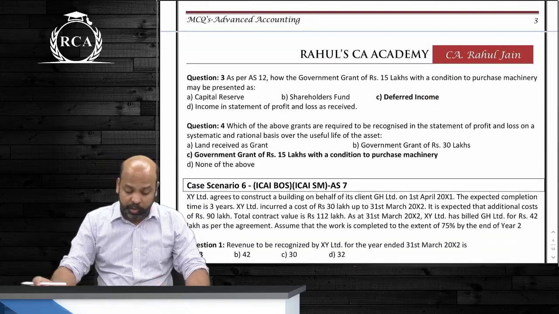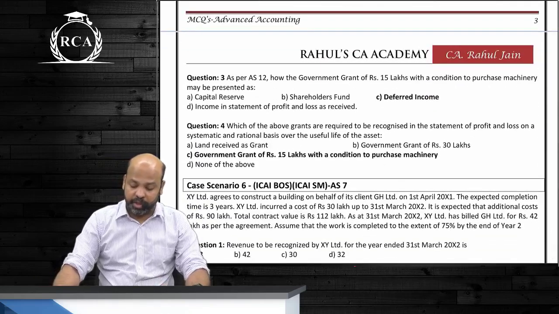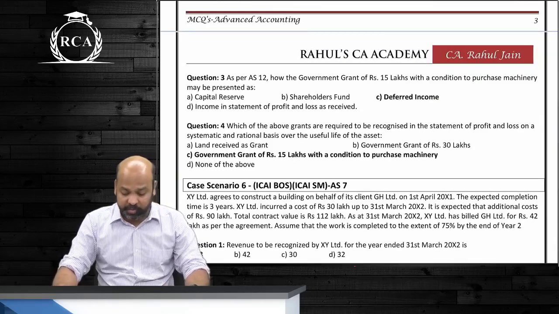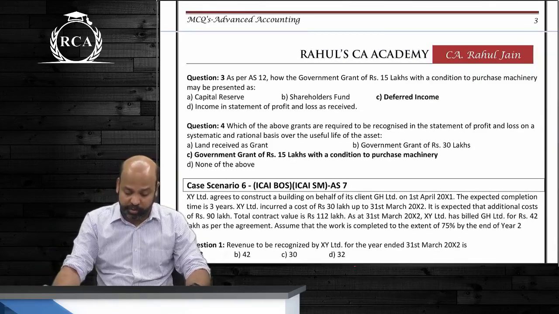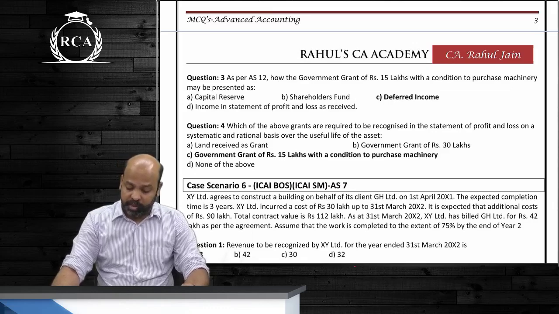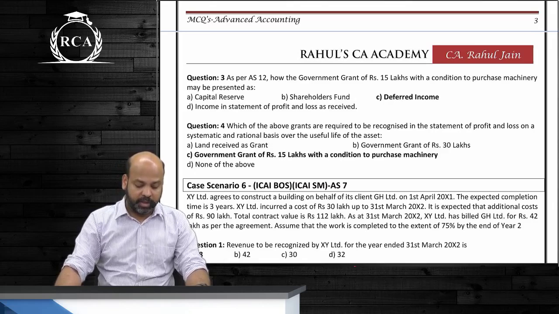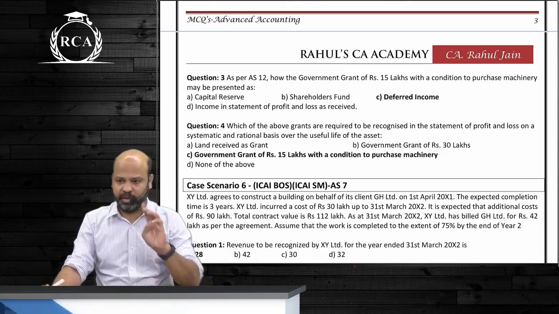Third one: how will the grant of 15 lakhs with the condition to purchase machinery be represented as deferred income? Didn't I just tell you, beta? As and when you buy the asset, you can do whatever you want to. Which of the above grants are required to be recognized in statement of P&L on a systematic and rational basis over the useful life of the asset?